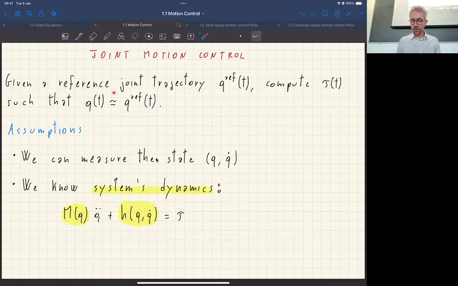So given a reference joint trajectory, qref of t, so it's not a constant joint configuration, it's something that is moving, you want to compute the joint torques, tau, which are basically your motor commands, such that q of t is roughly equal to qref of t. You want the motion of the robot to follow as accurately as possible the reference motion qref.